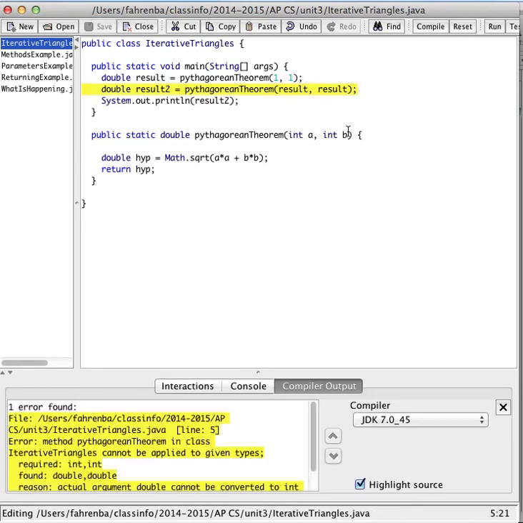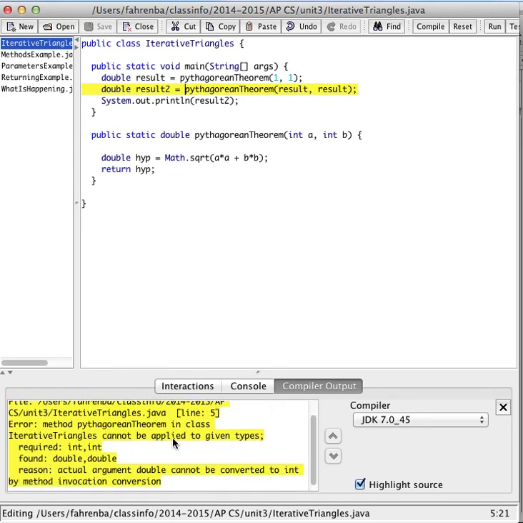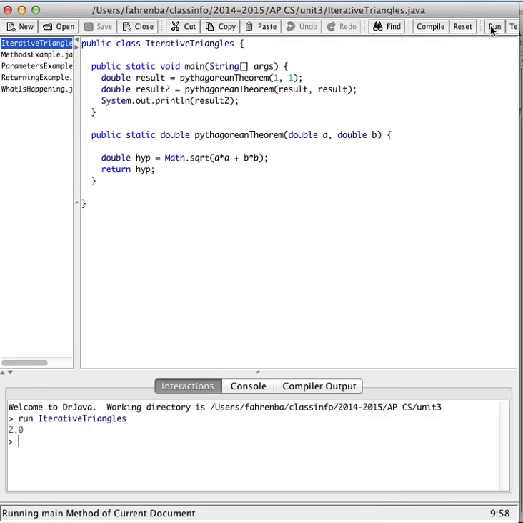Unfortunately, we get an error. The problem, as it says, is that the method Pythagorean theorem cannot be applied to double. It's requiring int, but it found double. What that means is that the method says it needs two integer values, but here we're trying to put in two double values. And we really do need these to be doubles, so these need to be changed. Now if we compile and run it, we'll find that, interestingly enough, the length of the second triangle hypotenuse is 2.